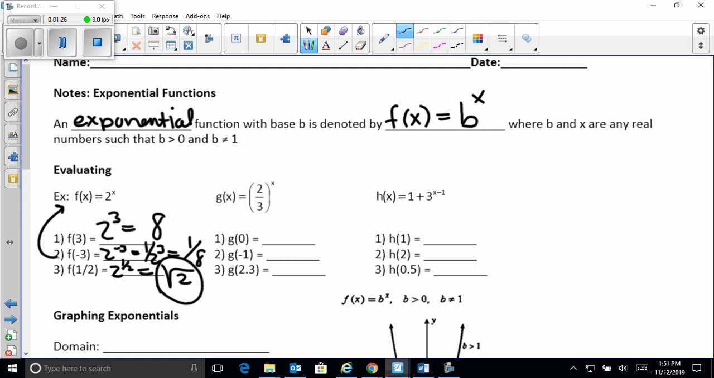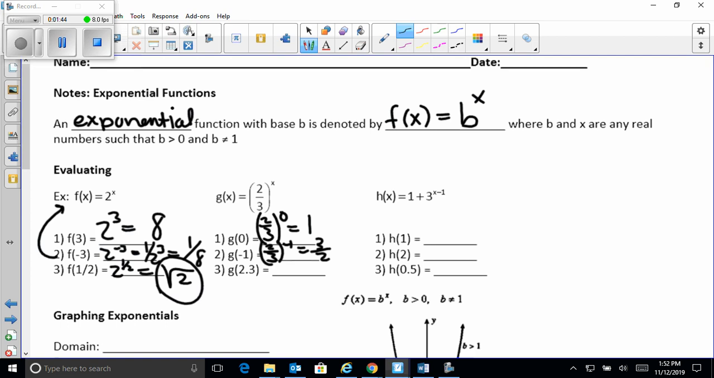For the next three, going with g, 2/3 to the 0 power. Anything to the 0 power except for 0 is 1. 2/3 to the negative 1, because it's negative, I need to flip it. And that's actually 3/2.